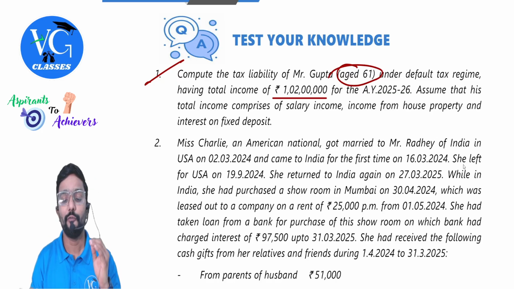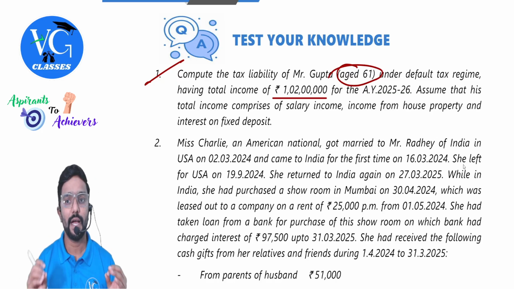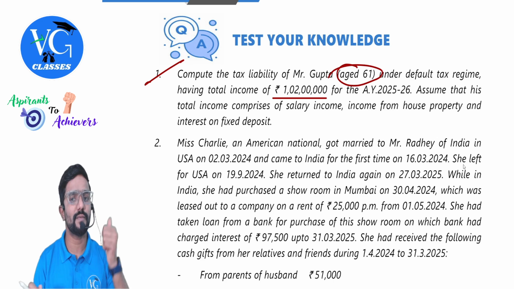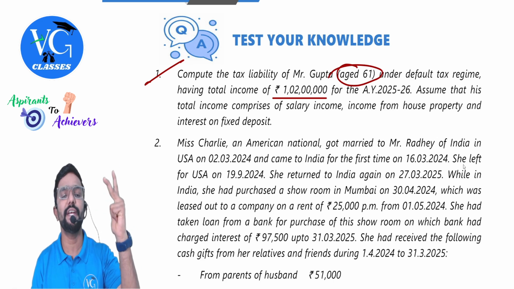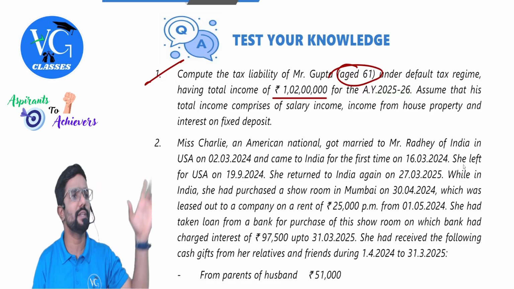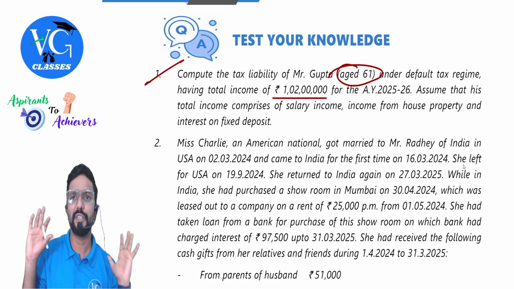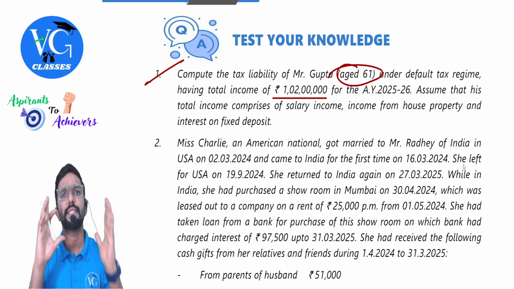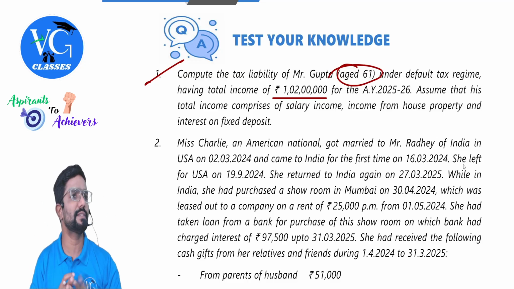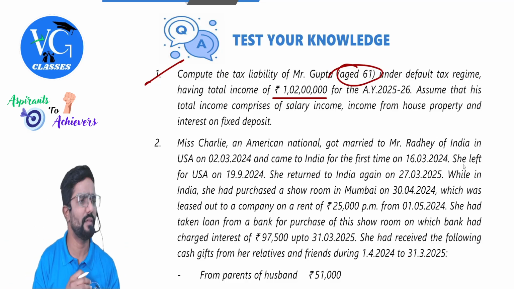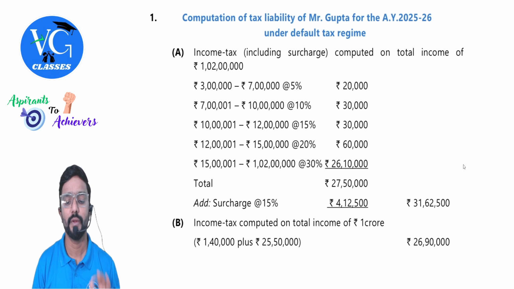Yes. For the assessment year 25-26, assume that its total income comprises of salary income, income from house property, and interest on FD. That means entire total income is a normal income. No special income. You need to apply straight away slab rate. Under which scheme? Default scheme. Up to 3 lakh nil. So then from there on, it is continuing. Clear? Yes, sir. Check. Let us see the answer.